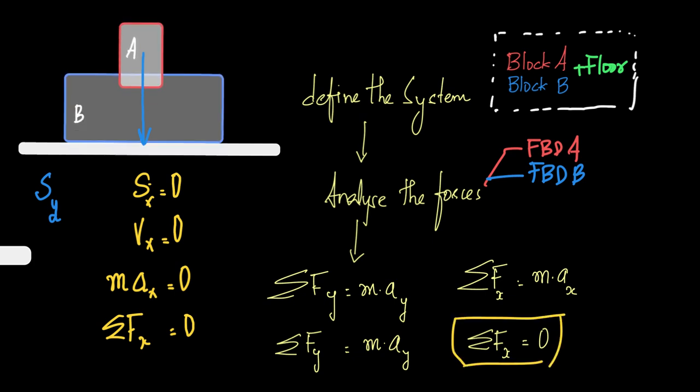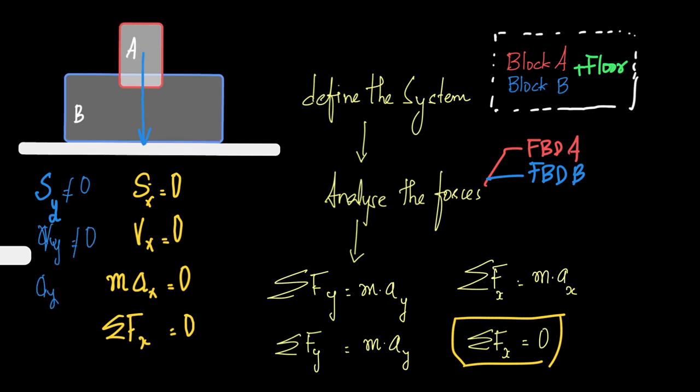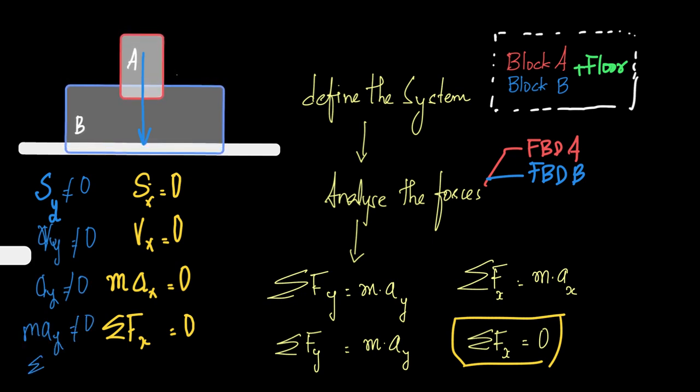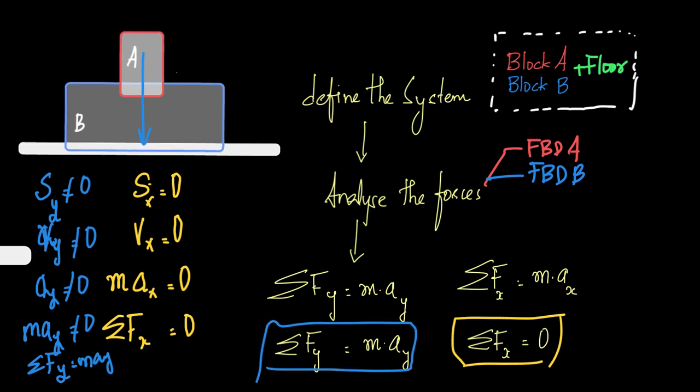right? The other way around, if there is some significant Sy, which is not equal to 0, velocity along y direction will not be equal to 0. Acceleration along y direction will not be equal to 0. And there has to be MAy not equal to 0. Therefore, there will be some significant sigma Fy, which is equal to MAy, justifying what? Okay.